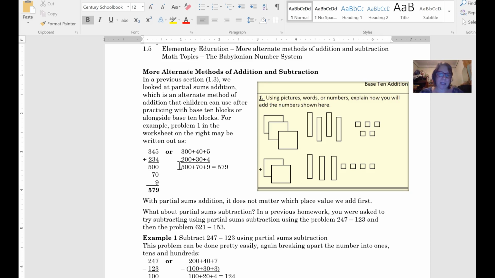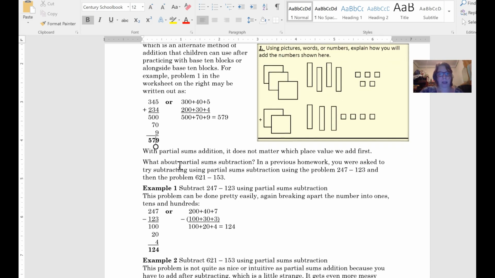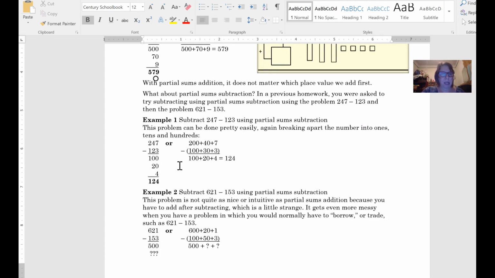So the question I asked on the homework was, can you subtract using the same method? And it's actually not that hard to subtract using partial sums subtraction if you don't have to borrow. So that's where we're going to start. What could some other means of subtracting be than our usual borrowing method?